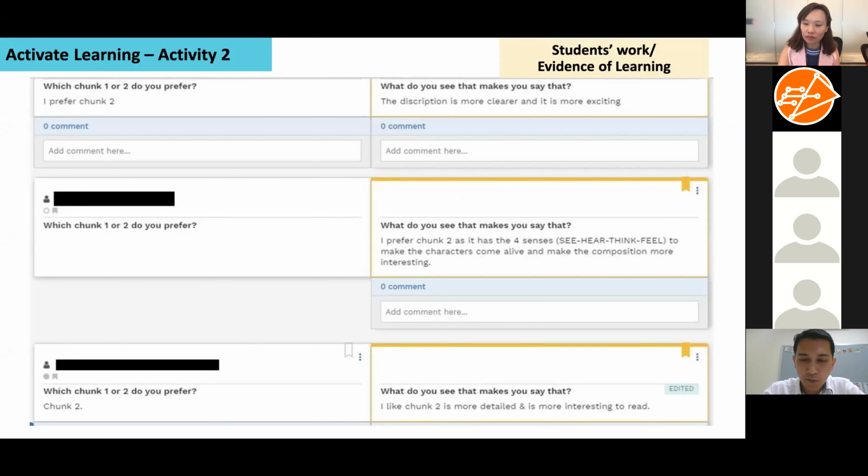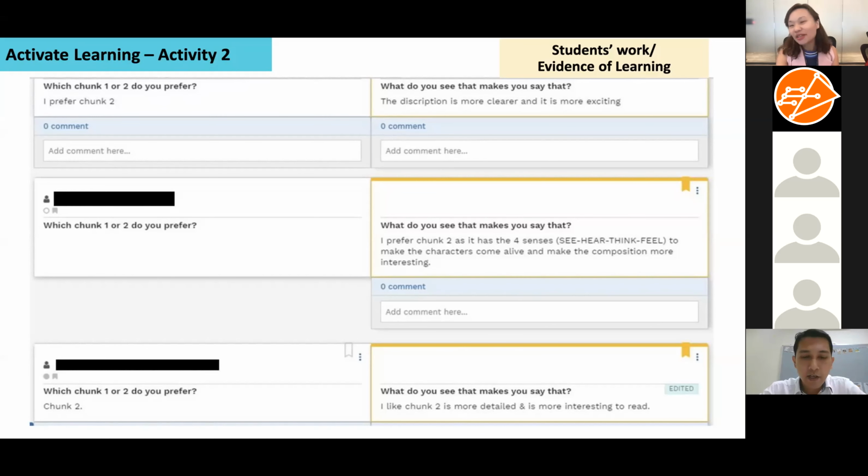And most of the reasons given, as you can see from the screen here, is the description is, in my students' words, clearer. It has 4 senses. The middle response is actually from one of my higher performing students. And the third response is the second chunk is more detailed and more interesting. So this is broadly what 95% of my students have given me as answers for this particular thinking routine. So 95% of them actually selected chunk 2. That's right.